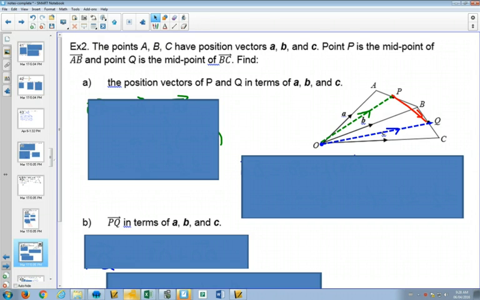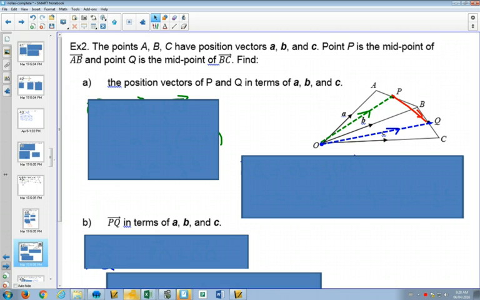So you've got three position vectors, A, B, and C. P is the midpoint from A to B, and Q is the midpoint from B to C. What we want to find is the position vector of point P and the position vector of point Q. That's going to be very similar to what we just did in the example before.